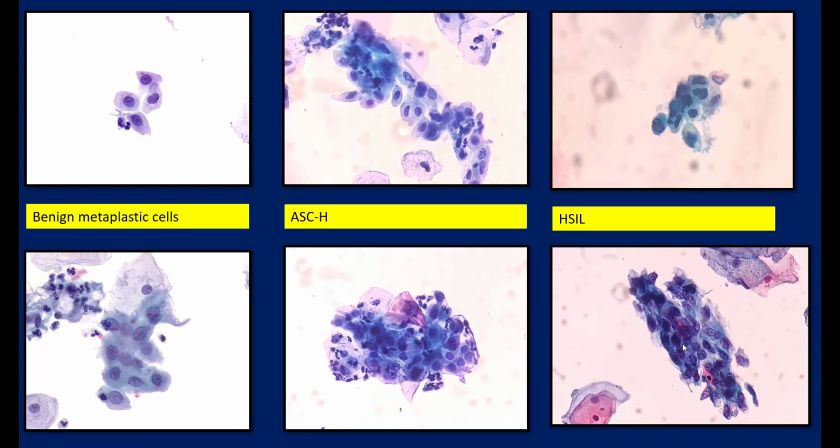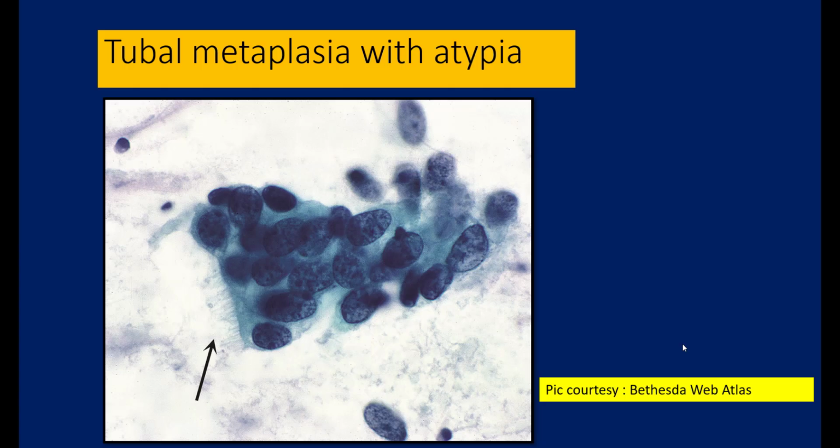So just to show you a kind of representation of the differences between benign metaplastic cells, they may show some degree of irregularity, ASC-H and HSIL. Okay. The next group, again, a picture taken from the Bethesda Web Atlas. In one of the previous lectures, I have shown you the same one.